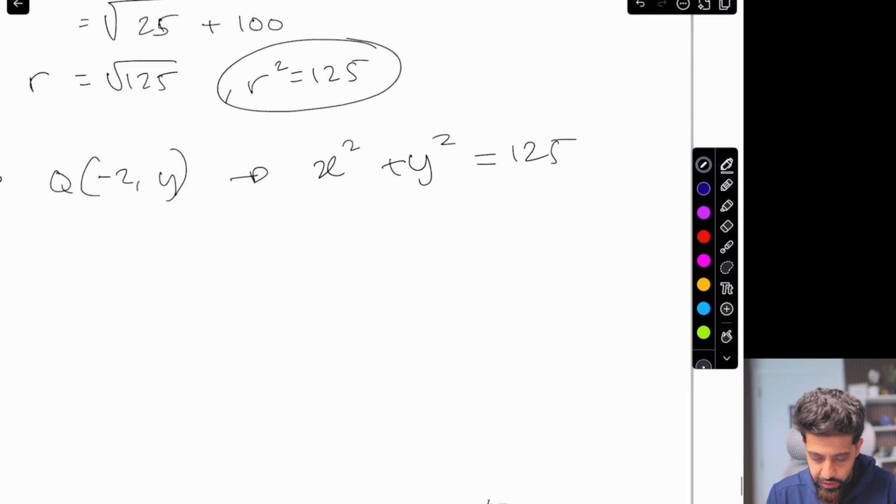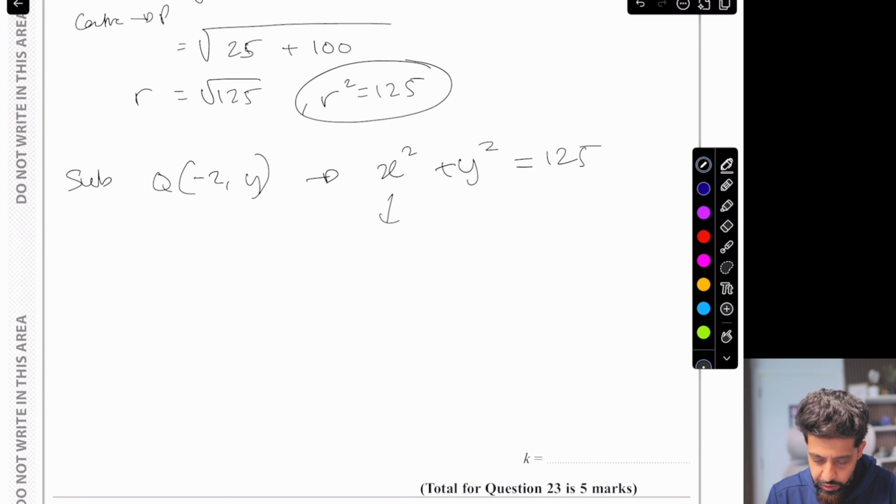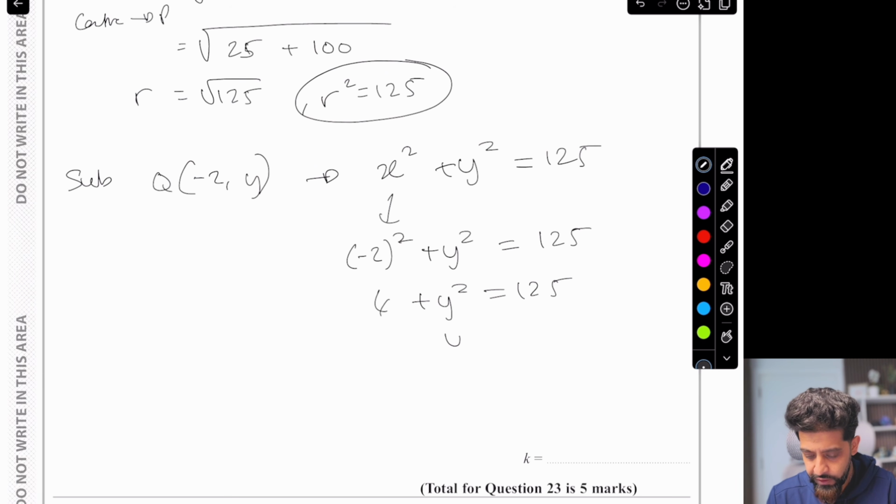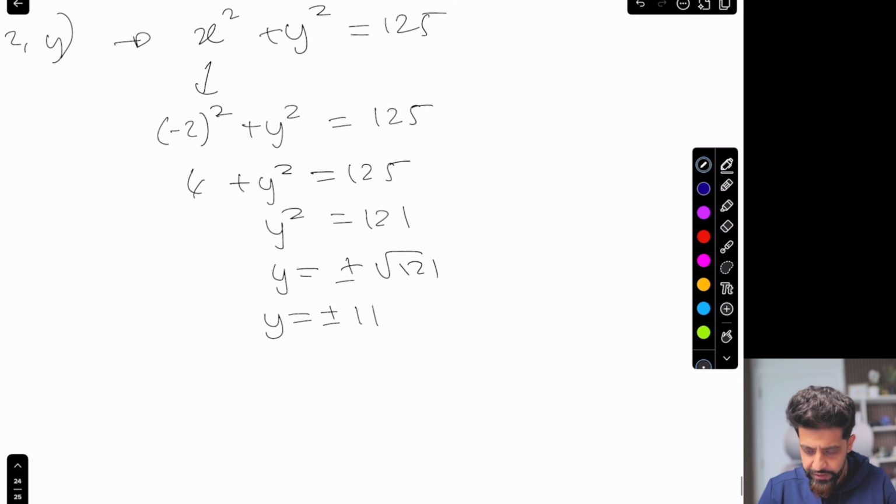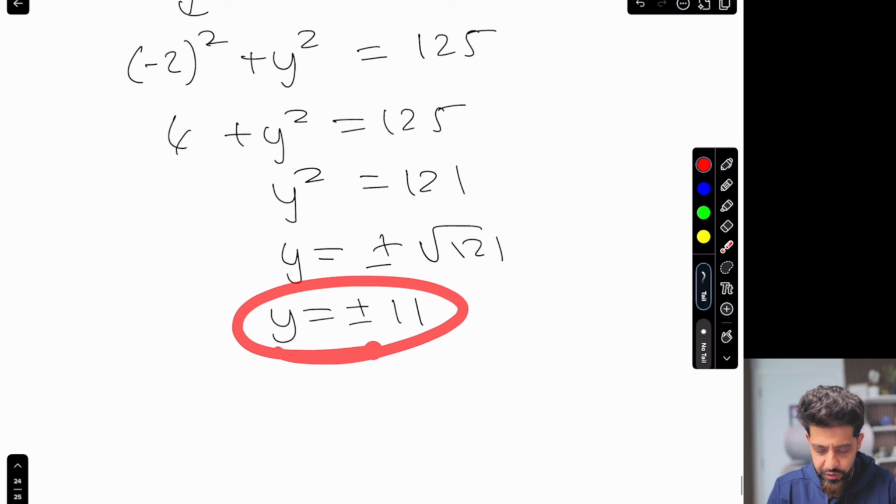That's the equation of a circle. So minus 2 will go in here, so (-2)² + y², which we will find is equal to 125. (-2)² is 4, plus y² equals 125. y² would be equal to 121. Therefore, y would be equal to plus or minus the square root of 121, and that is plus or minus 11. So here we have two values of y.